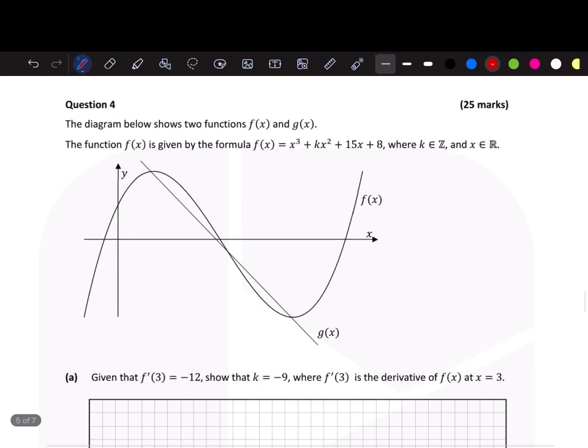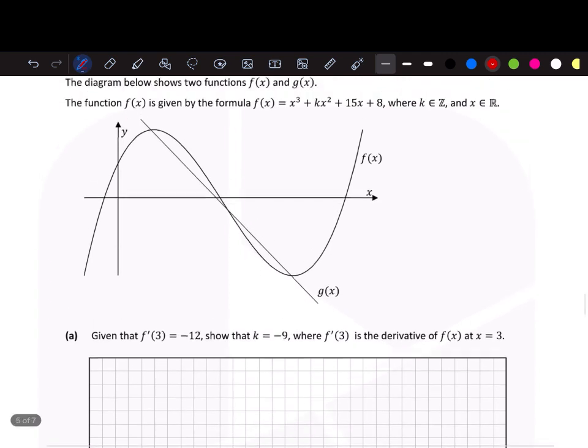Okay, so we're going to have a look at question 4 now. It says the diagram below shows two functions, f of x and g of x. The function f of x is given by the formula f of x is equal to x cubed plus kx squared plus 15x plus 8, where k is an integer and x is a real number. Part A. Given that f prime of 3 is equal to -12, show that k is equal to -9, where f prime of 3 is the derivative of f of x at x is equal to 3.